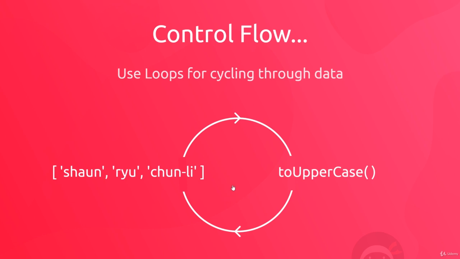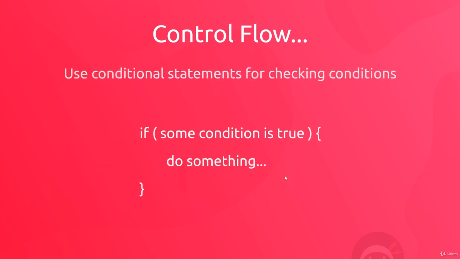Likewise, at some point we might also want to check if a certain condition is met. For example, is a user logged in, or is a score over 100? And then only run some code when that condition is true. And this is known as a conditional statement.